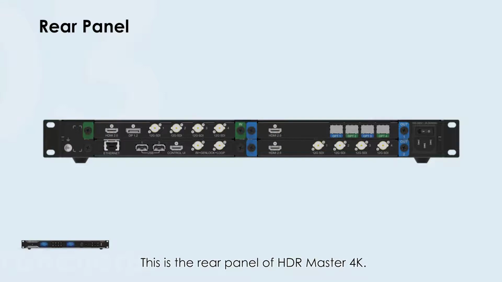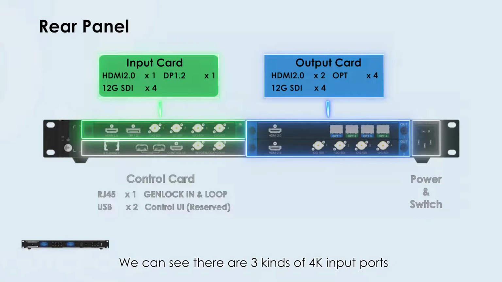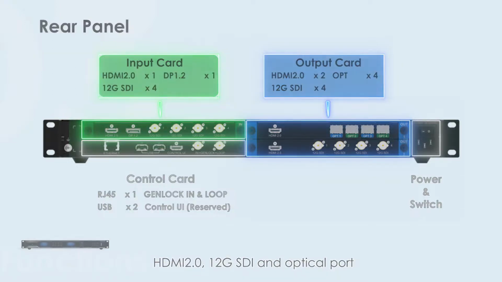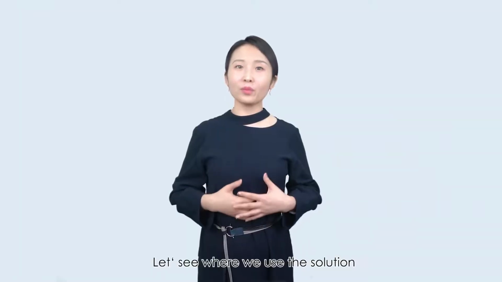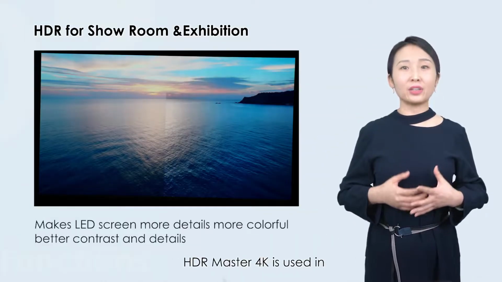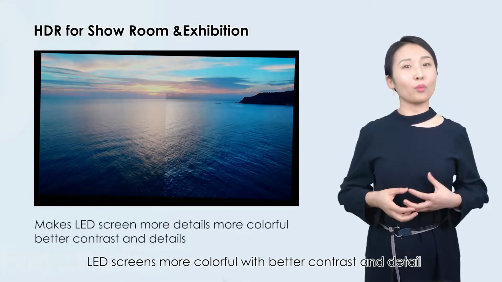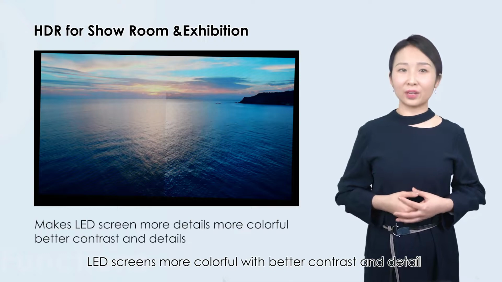This is the rear panel of HDR Master 4K. We can see there are 3 kinds of 4K input ports: HDMI 2.0, DP 1.2, 12G SDI. There are also 3 kinds of 4K output ports: HDMI 2.0, 12G SDI, and optical port. Let's see where we use the solution. HDR Master 4K is used in showrooms and exhibitions to make LED screens more colorful with better contrast and detail.